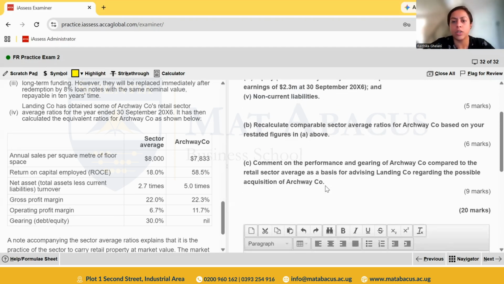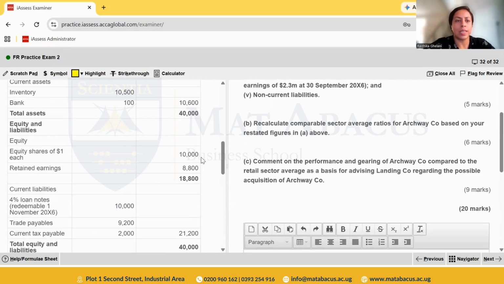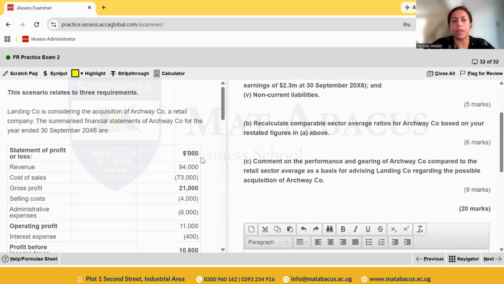And then lastly, as usual, they're going to ask us to comment. So comment on the performance and gearing of Archway Company compared to the retail sector average as a basis for advising Landing Company regarding the possible acquisition of Archway Company. So this looks to be a scenario where Landing Company is considering acquiring Archway Company. They've obviously given you some figures and they expect you to change them, recalculate ratios, and then give an advice. Okay, typical question around interpretation of financial statements. So let's read the scenario.